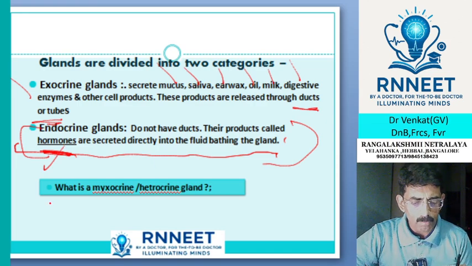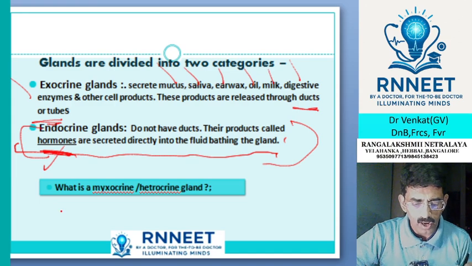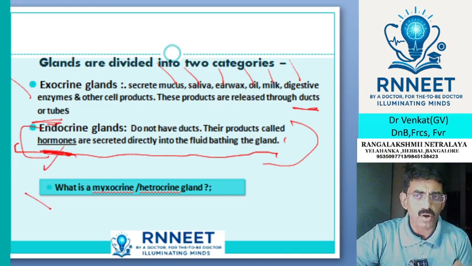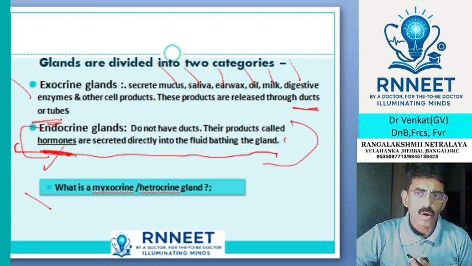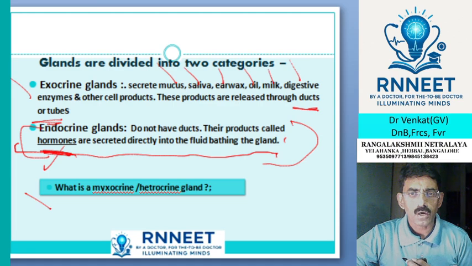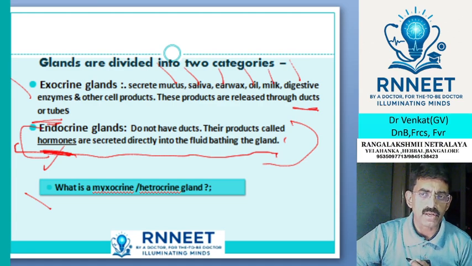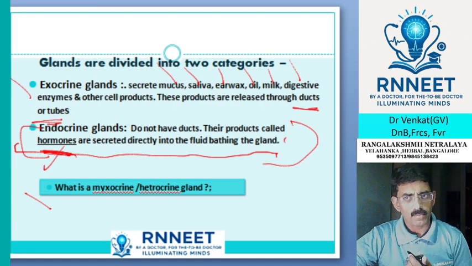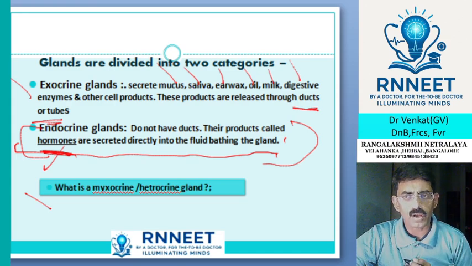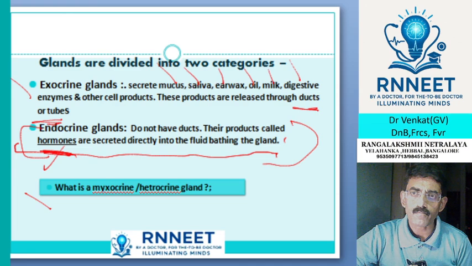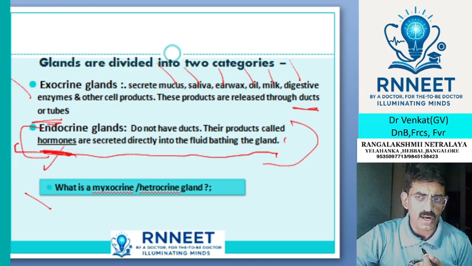Now, what is a merocrine or a mixocrine or a heterocrine gland? There is something called a mixocrine or a heterocrine gland. What is this? Any idea? Put it in the comments. I would like to know how many of you know this. There is only one gland in our body which is this. Can you put it in the comments box? Fantastic. Great, as many of you who have been able to put it. We will review it subsequently.